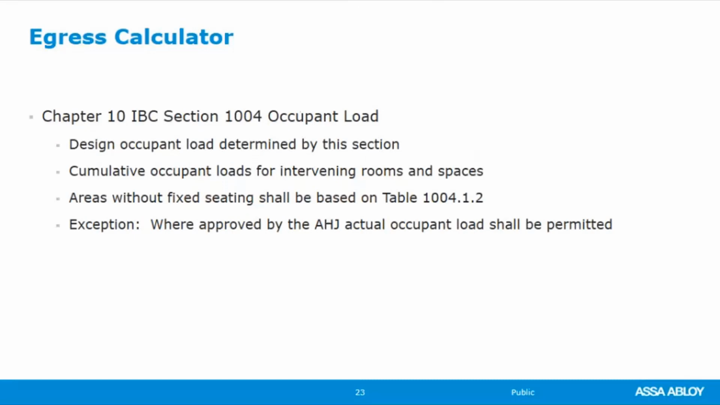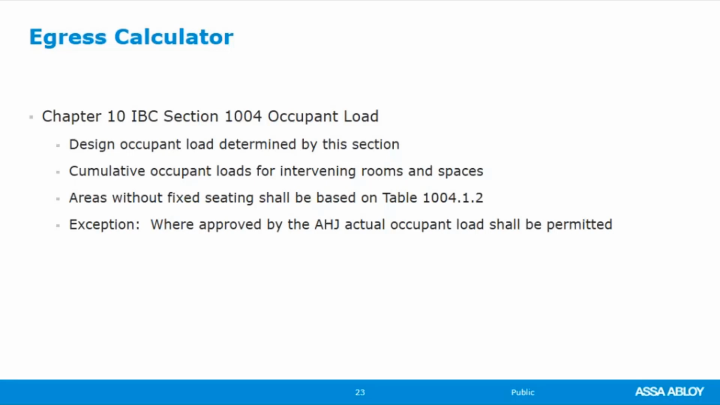In Chapter 10 of the IBC, 1004 deals with the occupant load, and the design occupant load is determined by this section. It is the cumulative occupant loads for intervening rooms and spaces, and areas that don't have fixed seating are based on Table 1004.1.2, which is what the egress calculator is based on also. And there are exceptions where approved by the AHJ, the authority having jurisdiction, the actual occupant load shall be permitted.